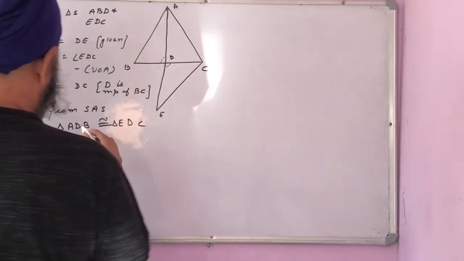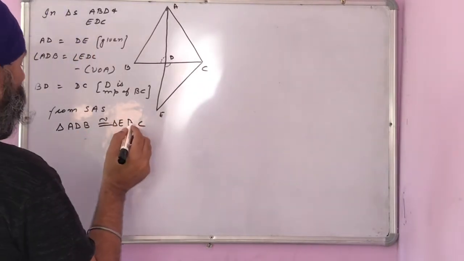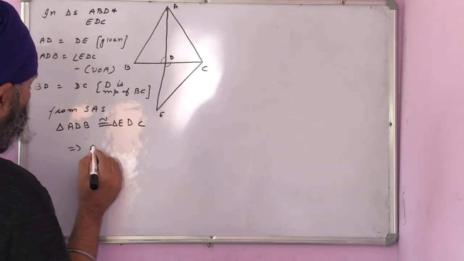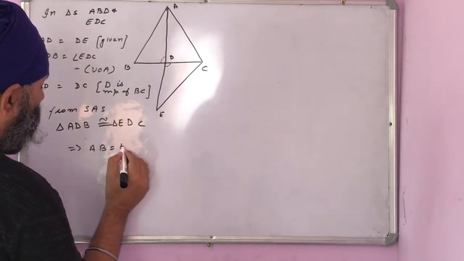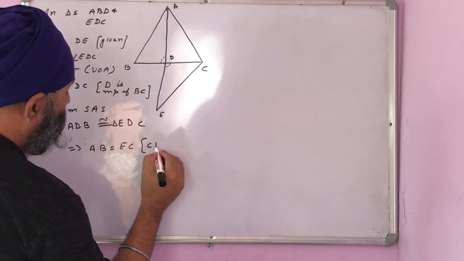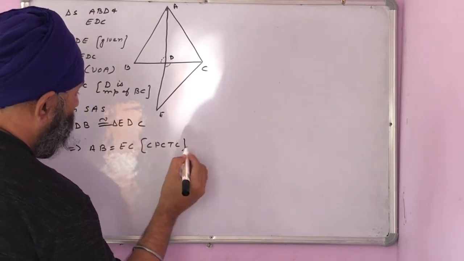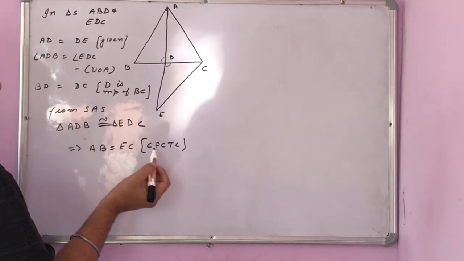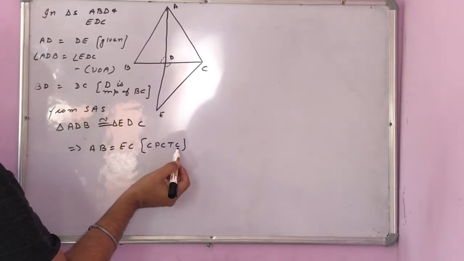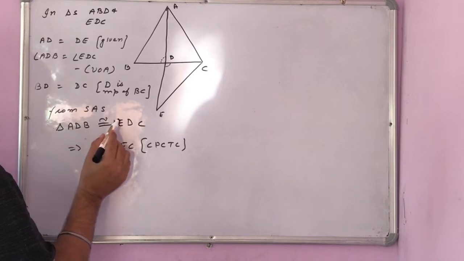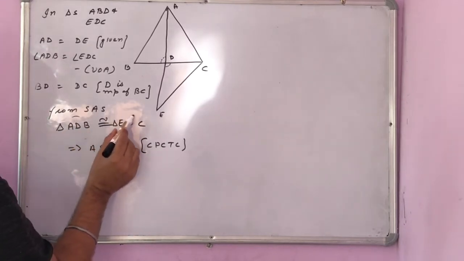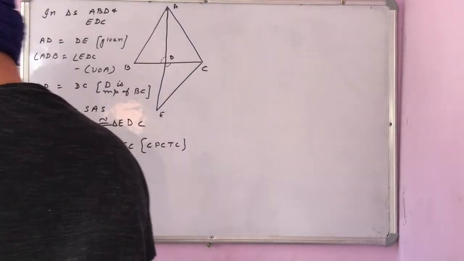Then AB is equal to EC. It implies that AB is equal to EC from CPCTC. Corresponding parts of congruent triangles are also congruent. So AB is equal to EC. That is CPCTC.